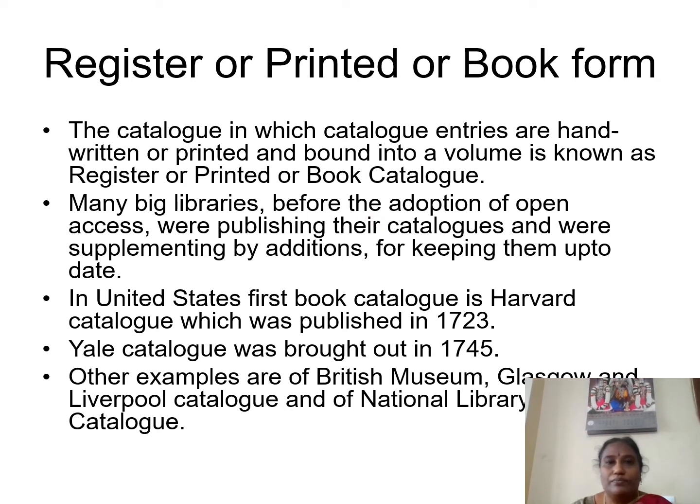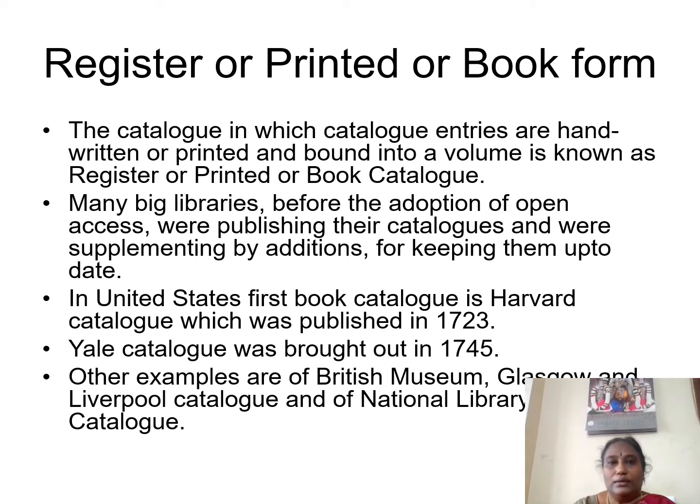So what is this form? In register or printed or book form, the entries are either handwritten or printed and bound into a volume. Many big libraries used this before open access, in the closed access system.